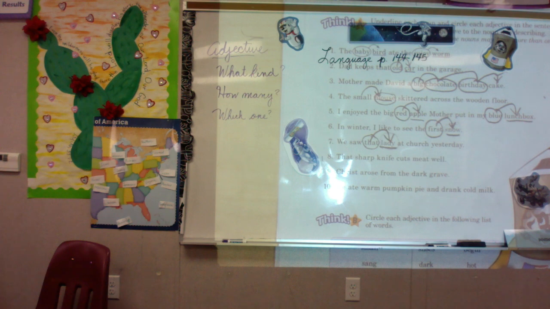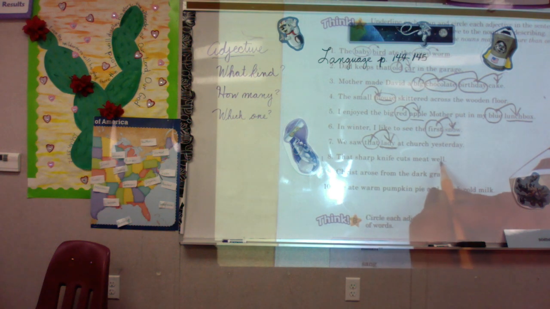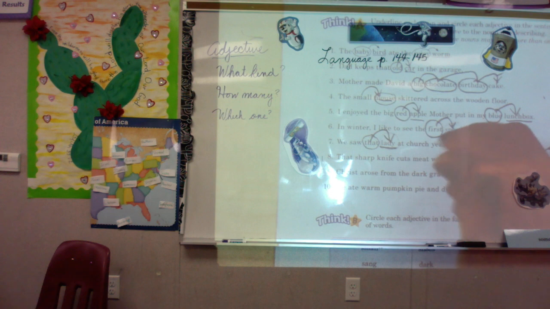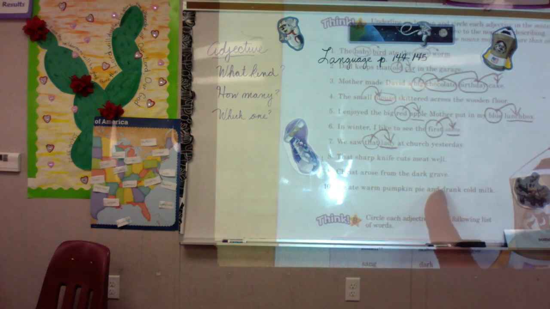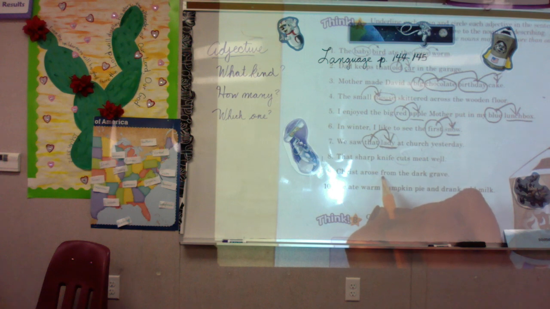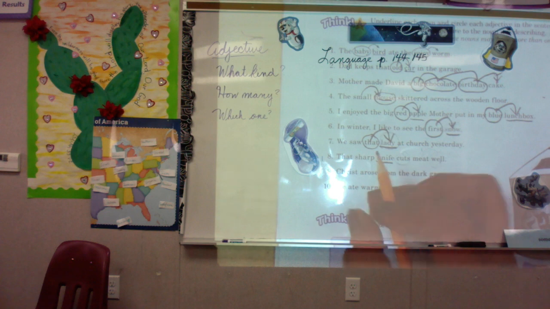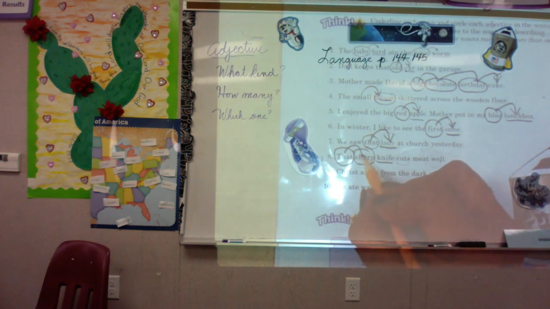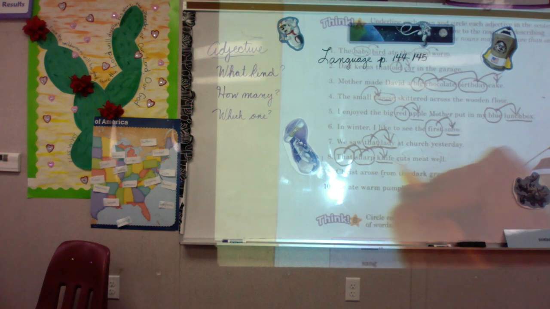That sharp knife cuts meat well. This is an adverb. It's really not describing a noun. It's describing the verb. It cuts well. So that is an adverb, not an adjective. When you read the sentence, you need to figure out what word is describing which word. So here, this well is talking about the meat, about how it cuts. So it's modifying cut. It is not modifying the knife. So knife is my noun. Sharp is my adjective, and that is my adjective.